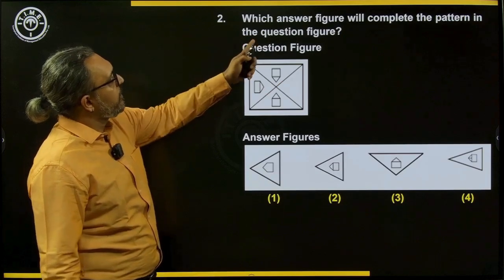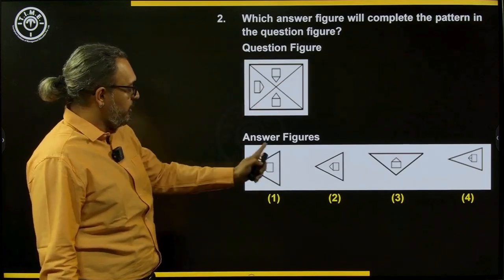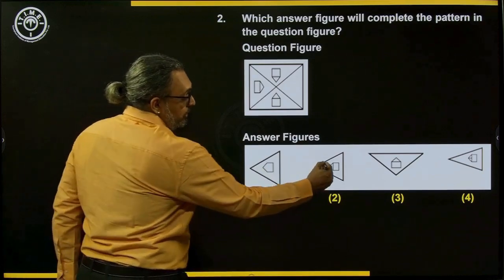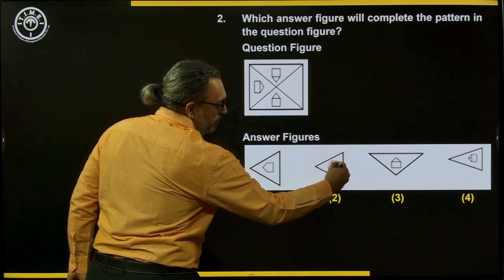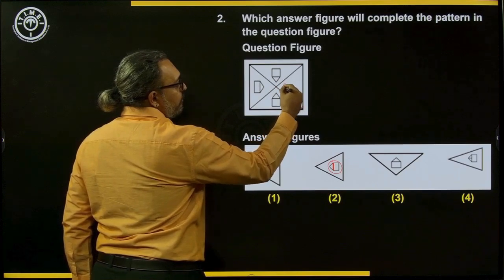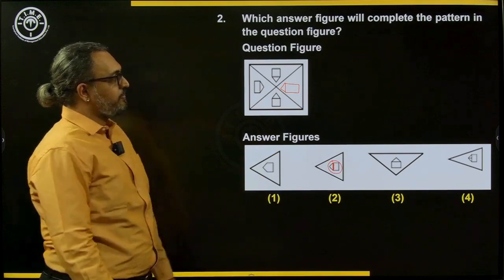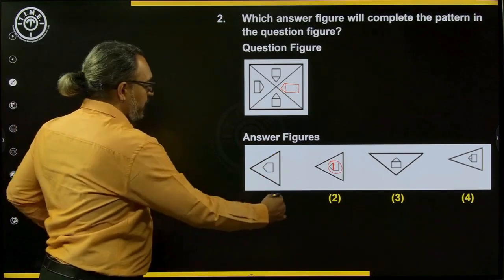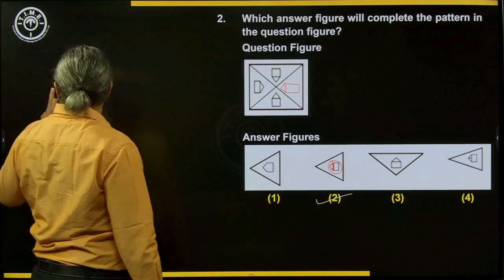Next, which answer figure will complete the pattern in the question figure? Again, as you can see here, 1 and 2 are almost the same except for this line here. Because that line is important for me. Everywhere you have that, so I need to have that line. Then only I can get my answer. So, it is going to be option 2 we pick as the answer. Correct?